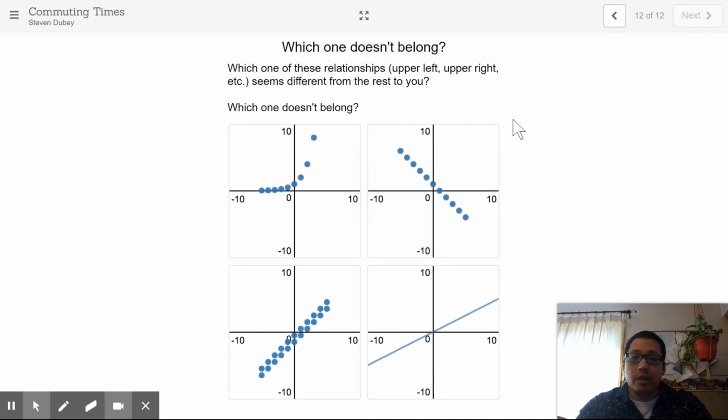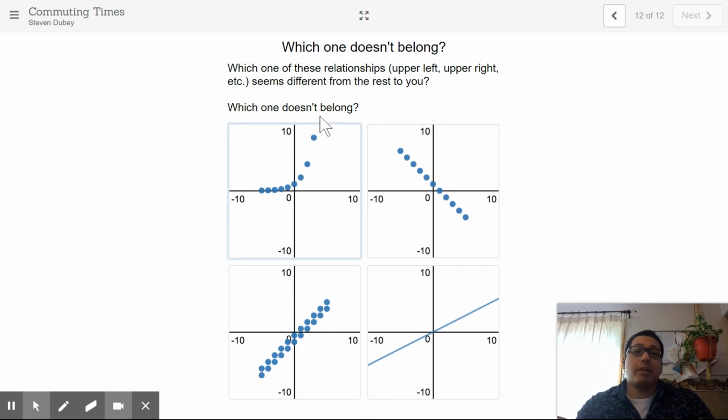Okay, which one doesn't belong? Which of these relationships seems different from the rest? This is a little open-ended. Why don't you pick one and see if you can explain why, to you, it's different. Go ahead, pause. Okay, so in reality, you could pick any one of these and come up with a good reason for why it's different. For example, this first one isn't a line. It seems like it's a curve.